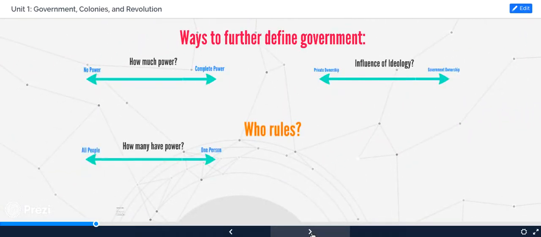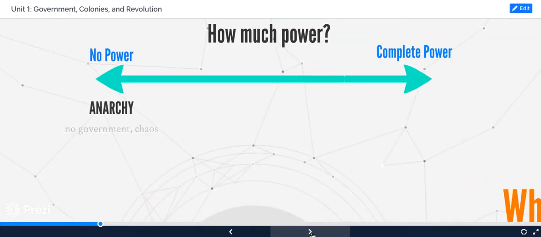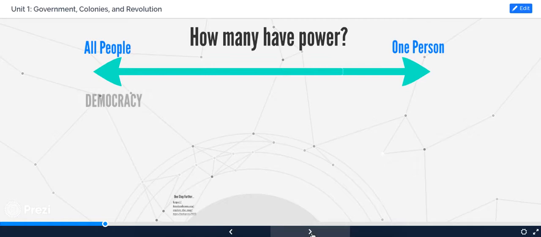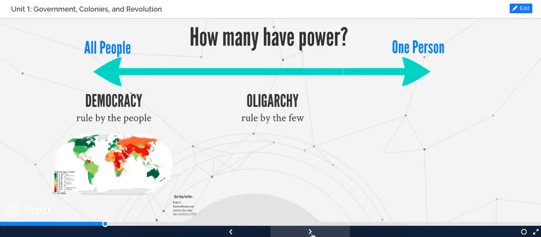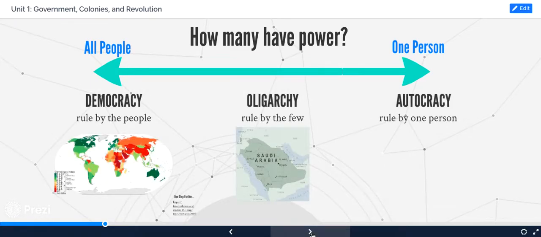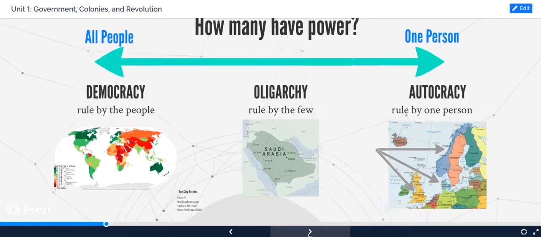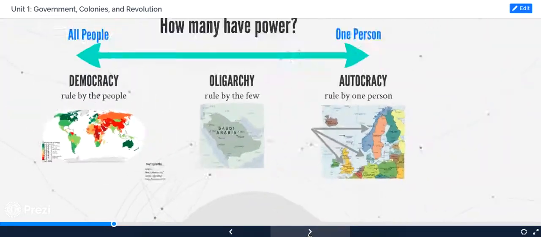Okay, and remember, we're talking about how much power people have. It's either anarchy, totalitarianism, or limited, nice in the middle. Democracy is ruled by the people. Oligarchy by the few, and autocracy by one person. Okay, typically autocracy takes the form of a monarchy. All right, moving right along.